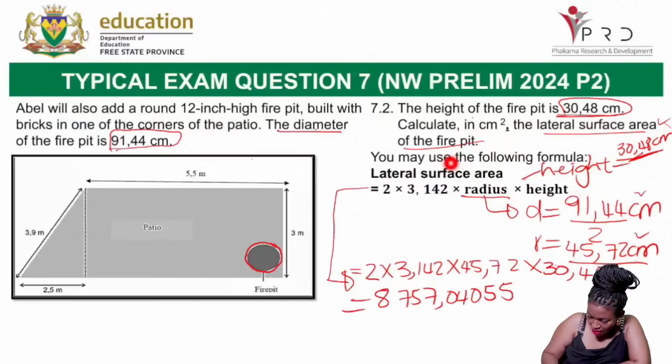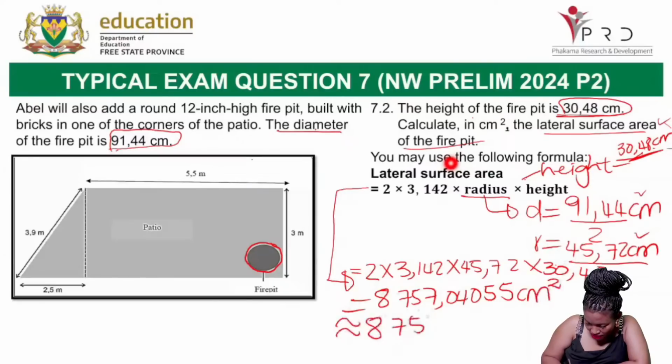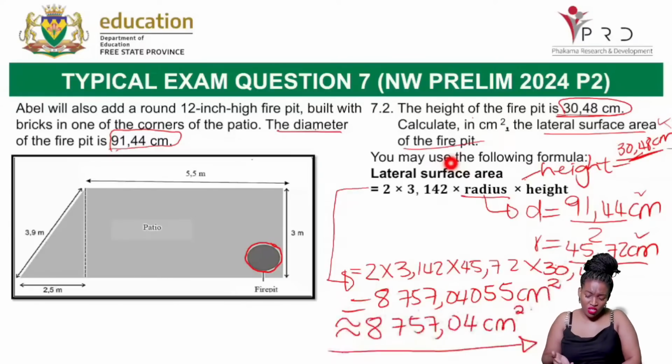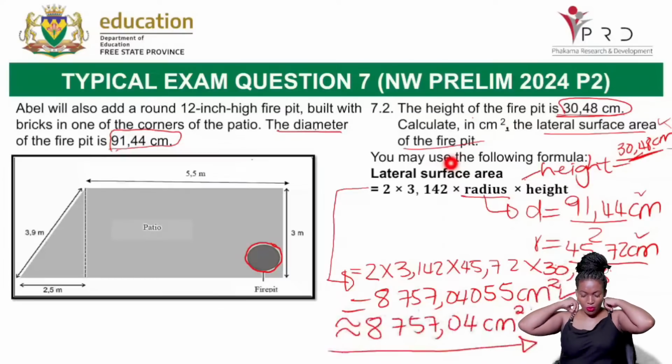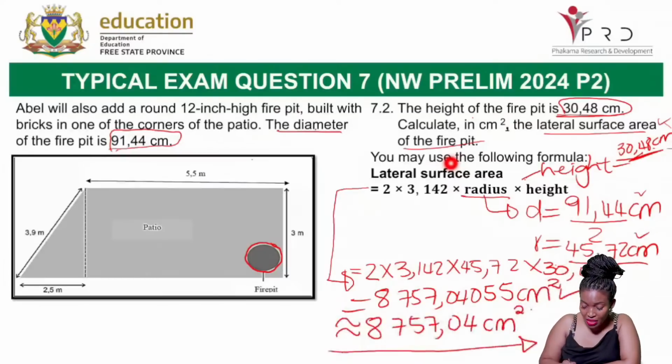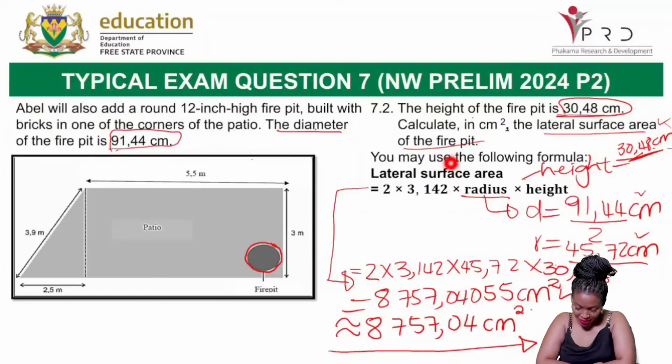8,757,040.55. And remember, we multiplied the centimeters with the centimeters, so it means the answer is in centimeters squared. They didn't say we must round or anything, but let's just round it off to 2 decimal places. So it is 8,757,040 centimeter squared. So this is our answer. Because there was no instruction, even if you didn't round, you will still get your full marks. I was just rounding because I feel uncomfortable working with so many decimal numbers. But whether you round or not, you will not be penalized because there was no instruction here.